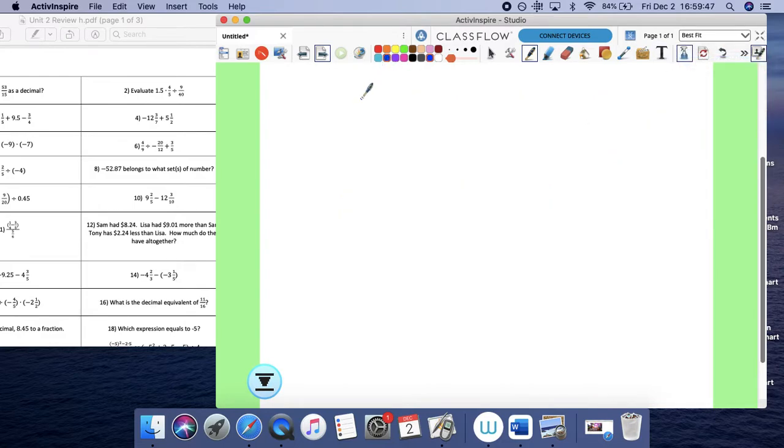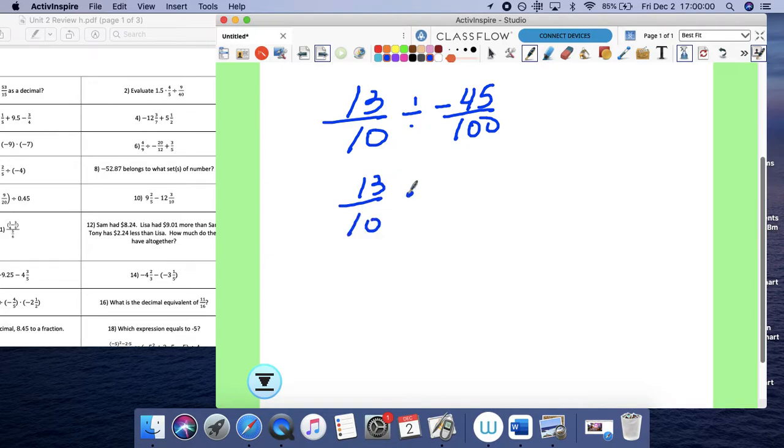13 over 10 divided by... I'm going to change that right away. It says negative 0.45, and I'm going to change that to negative 45 over 100. 13 over 10 times the reciprocal, which is 100 over 45.